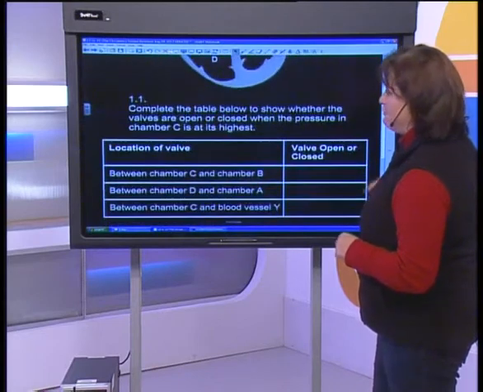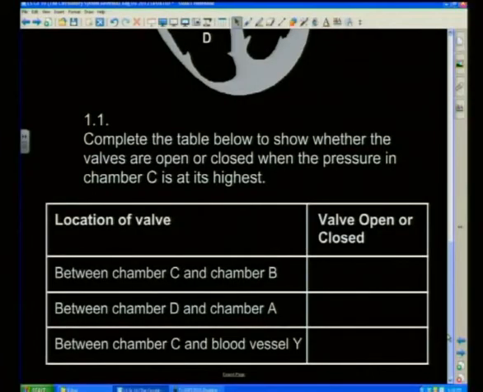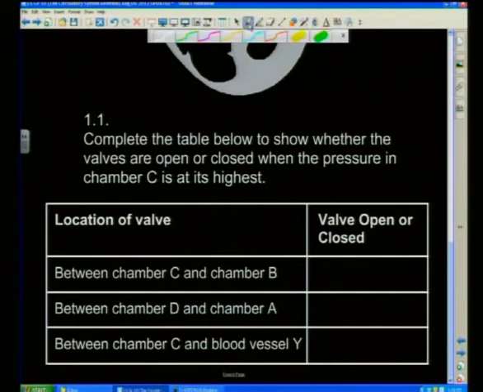All right, the first one is a simple table. So let's get our pen so we can start. Let's choose pink for today. You have to look at the diagram, and it says to complete the table below to show whether the valves are open or closed. So you have to look at the valves.